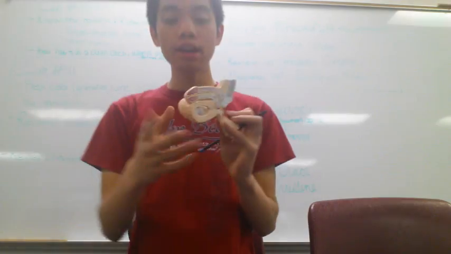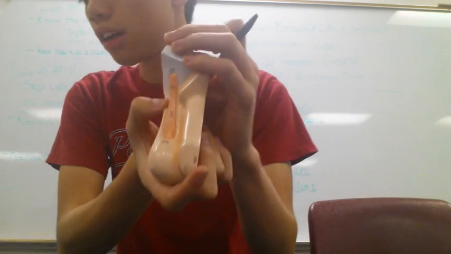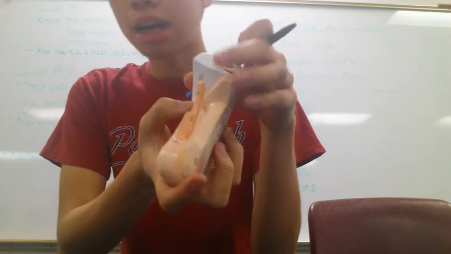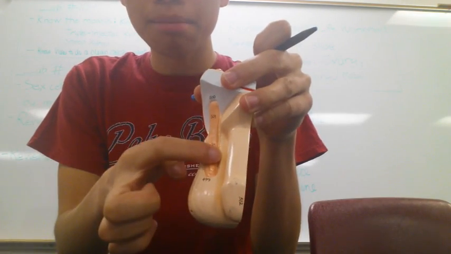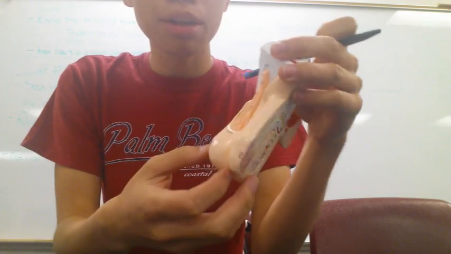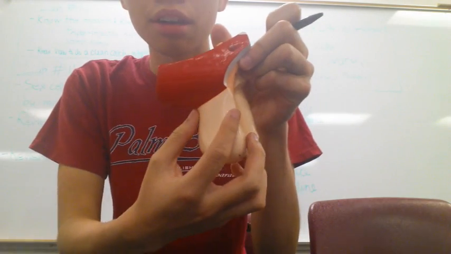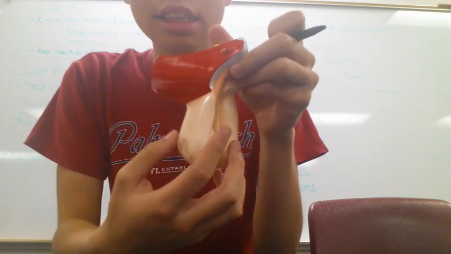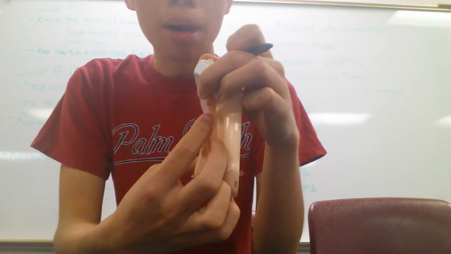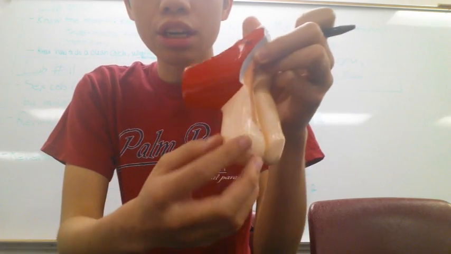One other thing that you need to know on the male model is the cremaster muscle. This is the cremaster muscle right here, and this helps with regulating the temperature of the scrotum and the testes in order for optimal sperm production.